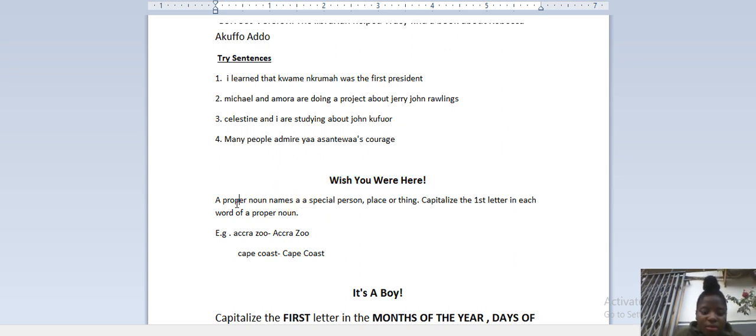A proper noun names a special person, place, or thing. A proper noun names a special person, place, or thing. So you capitalize the first letter in each word of a proper noun.